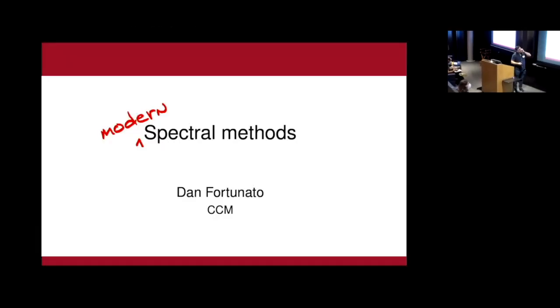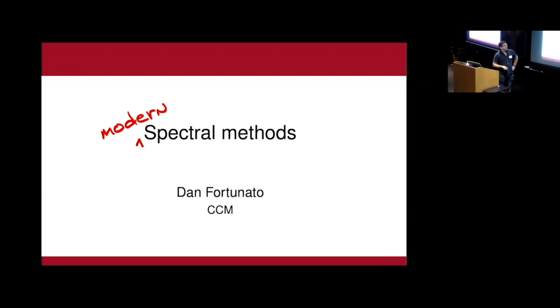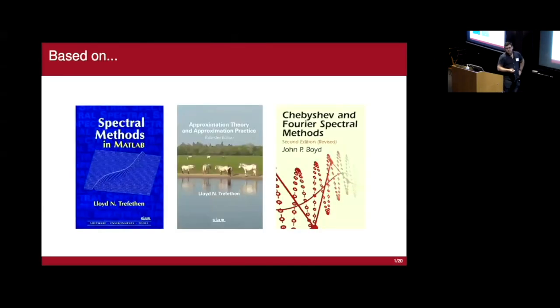I'm going to talk about spectral methods, and in particular, I'm going to try to compare and contrast some classical notions of spectral methods, which I'll go over, with some more recent modern techniques in the world of spectral methods. And this talk is mainly based on three seminal textbooks that have to do with numerically computing with functions, really. Two books by Nick Trefethen, and one book by John Boyd.